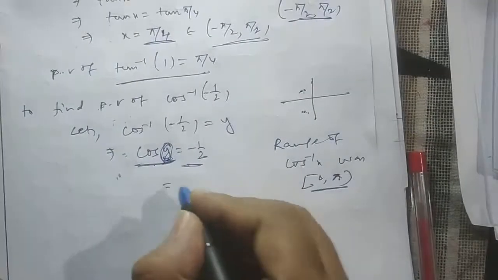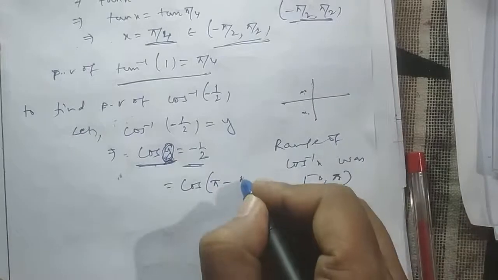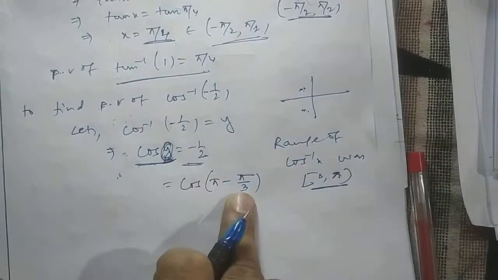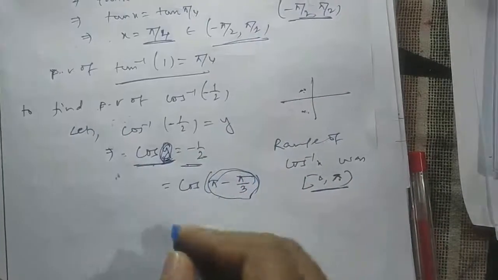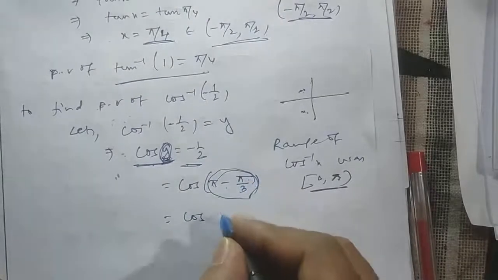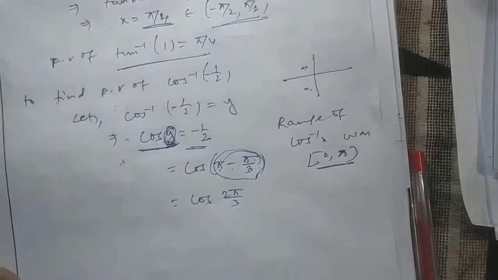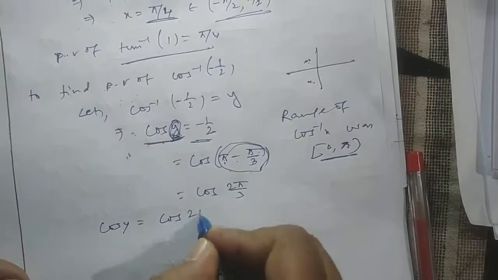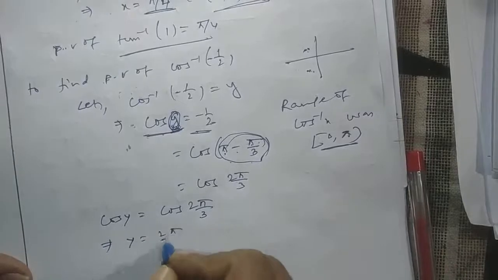So for this purpose, this minus half can be written as cos of pi minus pi by 3, because cos pi by 3 is half. So this total angle belongs to the second quadrant. So pi minus pi by 3 will be 3 pi minus pi by 3, that is 2 pi by 3. Understand? In this way, we are getting cos y equals cos 2 pi by 3. And finally, we got y equals 2 pi by 3.